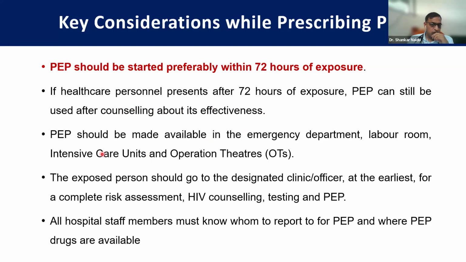PEP should be made available in the emergency department, labor room, intensive care units, and operation theaters of the hospital. Ideally, it has to be available as easily as possible, so storing PEP drugs at multiple areas of the hospital is desired. The exposed person should go to the designated clinic or officer at the earliest for a complete risk assessment, HIV counseling, testing, and PEP. And all hospital staff members must know whom to report to for PEP and where PEP drugs are available.